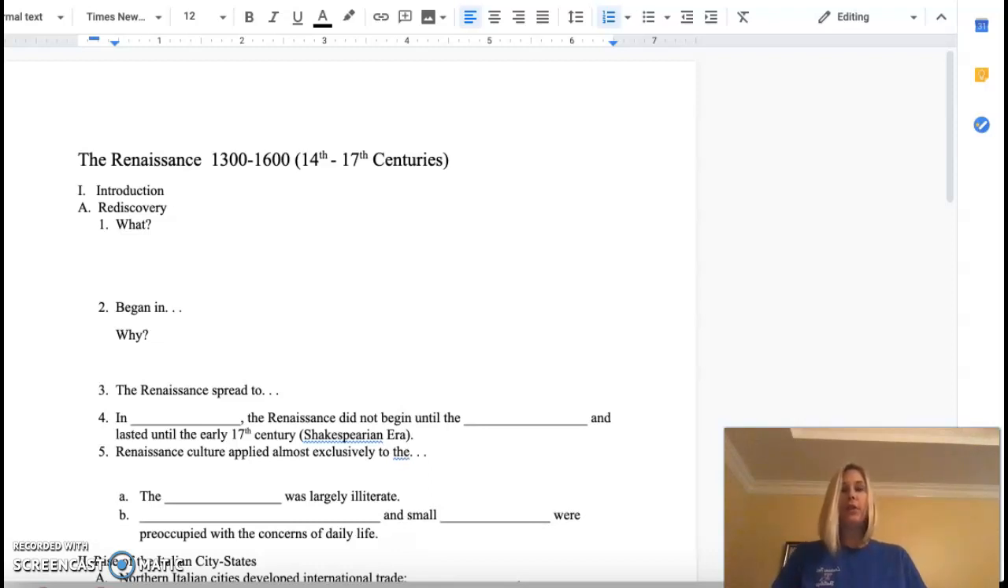You will see here on the screen there is a skeleton outline, which means there's a lot of missing parts to it. So your job is going to be to follow along with these PowerPoint recordings that I have and make sure you fill in the missing parts. You can see here, you have a space for what the Renaissance is, where it began, why, and I think once you get the hang of it, you'll understand a little bit better how this works.